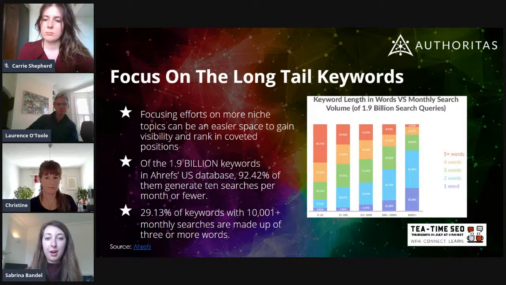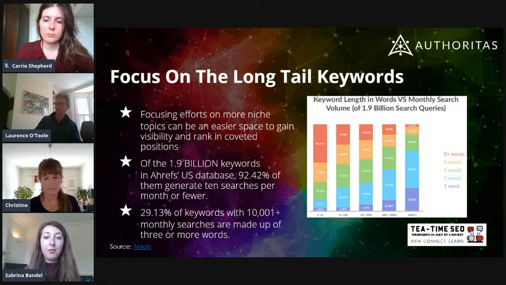So the graph on the right shows that about 32% of the keywords which generate about 1,000 searches or more per month have three or more words in the keyword phrase. So this just shows the popularity of these longer tail keywords that users are searching for.